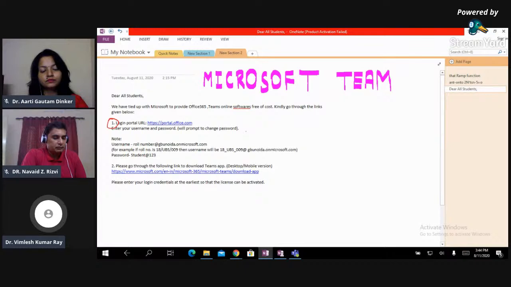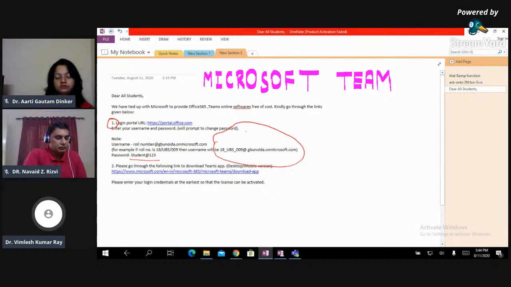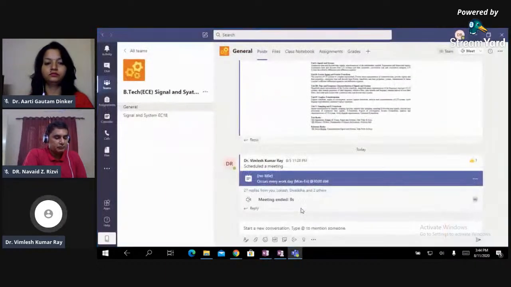Say for example your roll number is 18_usb_009, then your username will be 18_usb_009@gbanoida.onmicrosoft.com. And the password is common. For every student the password is common, that is student@123. When you put this password, student@123, you can log in to Microsoft Team. If you face any problem in the login by entering this password, then you can contact the IT support.